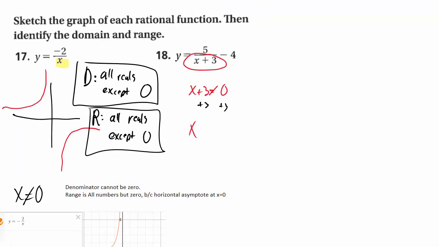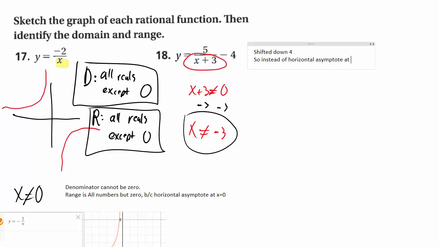This one here, same thing. What your domain is, like the numbers you can put in for x. So we can put anything except, in this case, -3, because -3 makes the denominator 0. If you divide by 0, that just breaks math. Now, what about the range?